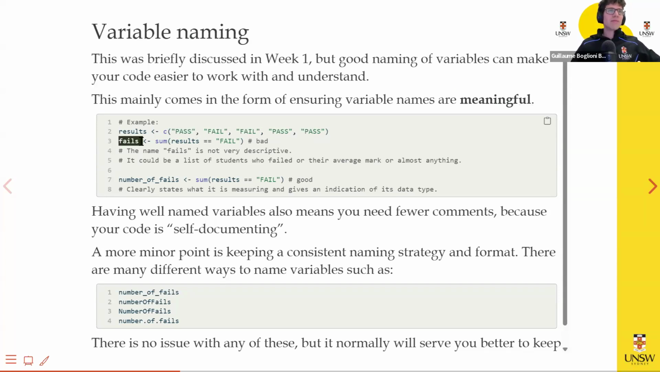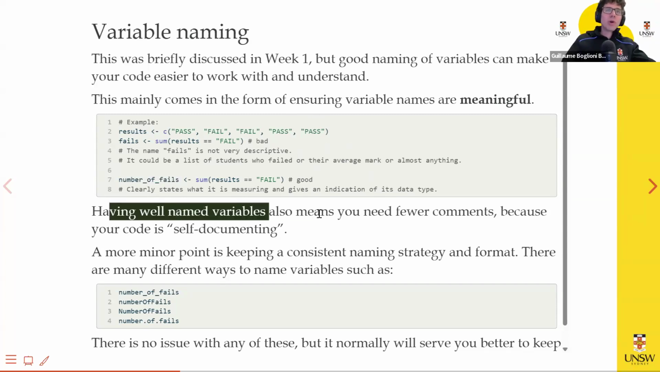But then here, this name fails is maybe not ideal. You can look at the code. What it's doing is just summing how many results here were fail. So it's counting how many students failed. But why not have a more descriptive name than fails? Something like number of fails is much better, because then you know, okay, it's exactly this, the number of people who failed. Well, fails is a bit too vague. It can be something else. Like a list of, maybe it's a list of students, you don't know, right? You want to know exactly what it is.